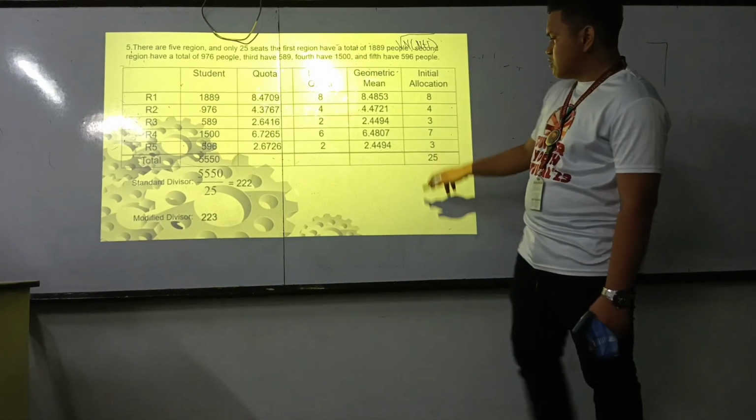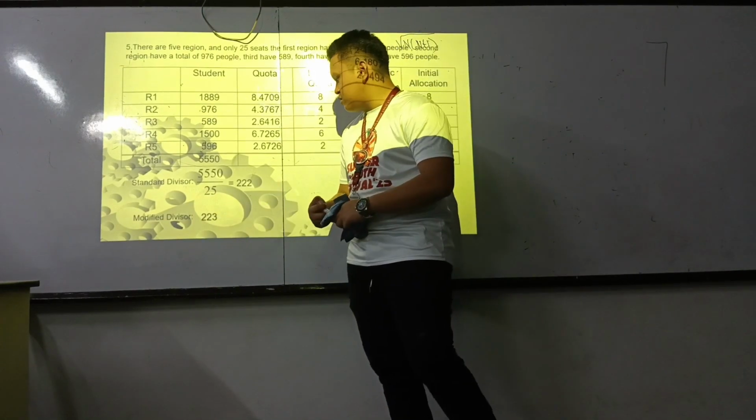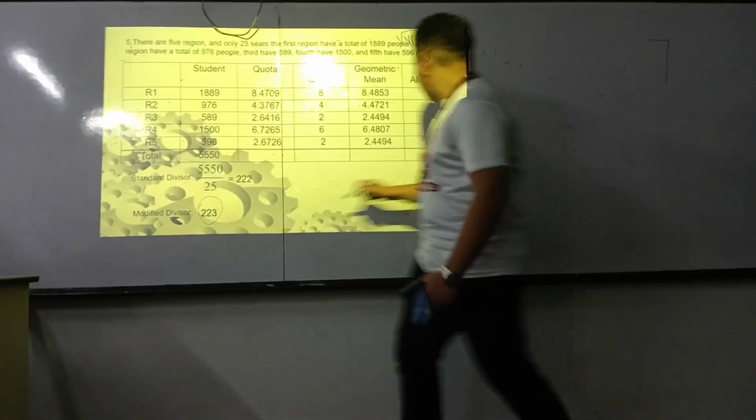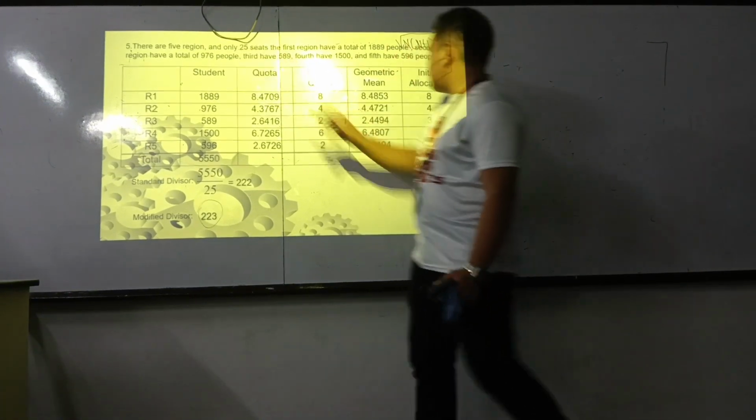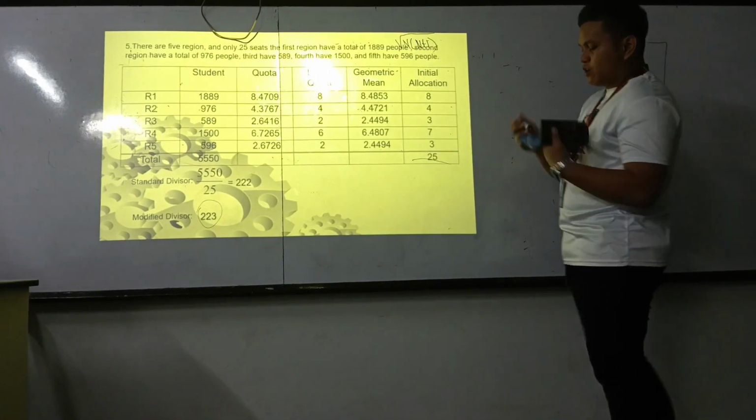And this modified divisor is correct because we have the 25 initial allocation. So the 25 seats are the same as the initial allocation.